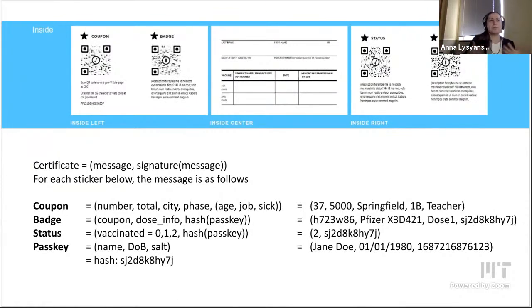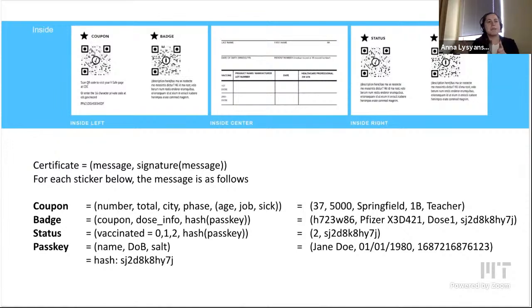Now the badge has a little bit more information. The badge says, this was your coupon. This is the kind of vaccine you got. It said you get Pfizer. This is your first shot. And this hash of passkey.